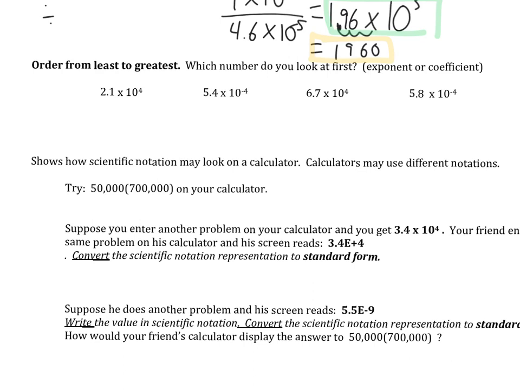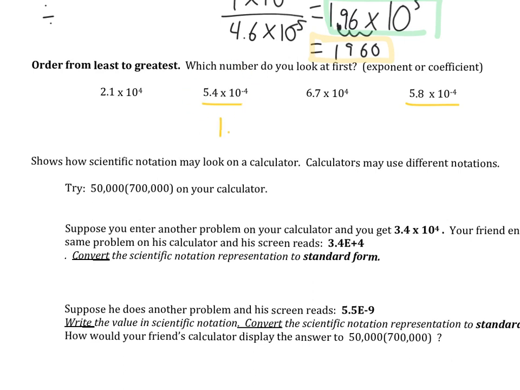Let's look at the next problem here. If I wanted to order these four numbers from least to greatest, again, I'm going to focus on the power of 10 first. When I look at these, I notice that these two both have the same power of 10, and that's -4. If the exponents are exactly the same, then the tiebreaker goes to the coefficient. When I consider these two numbers, the one with the lower coefficient is this one, so that means this one would be the smallest.